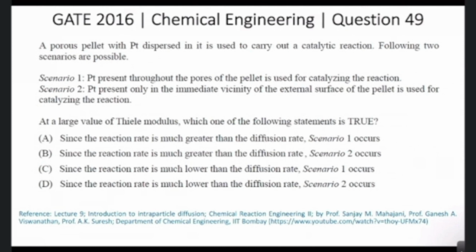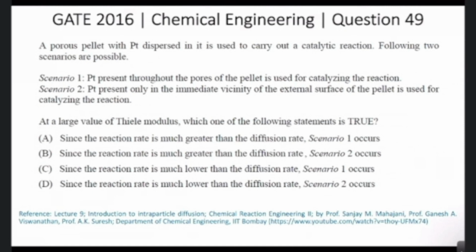A. Since the reaction rate is much greater than the diffusion rate, scenario 1 occurs. B. Since the reaction rate is much greater than the diffusion rate, scenario 2 occurs. C. Since the reaction rate is much lower than the diffusion rate, scenario 1 occurs. And D. Since the reaction rate is much lower than the diffusion rate, scenario 2 occurs.